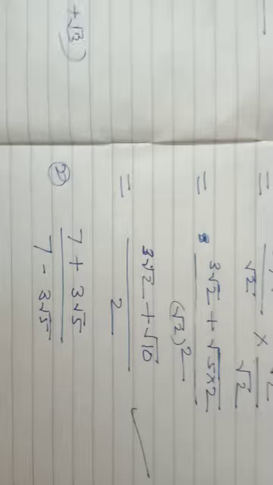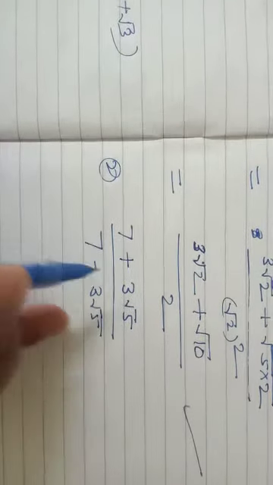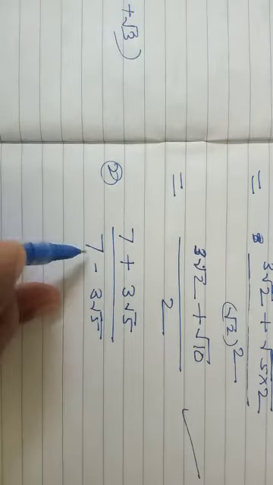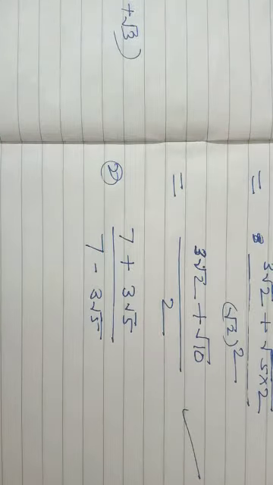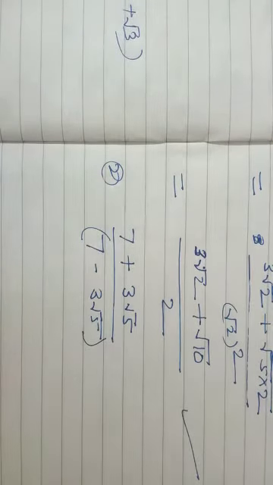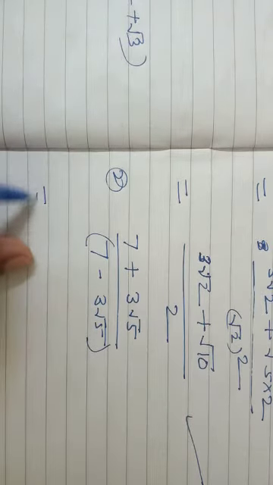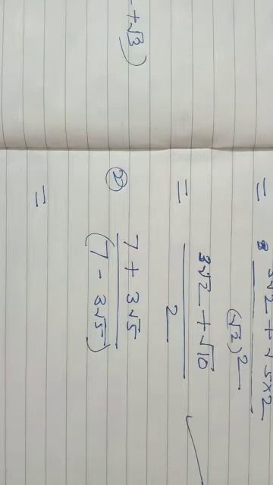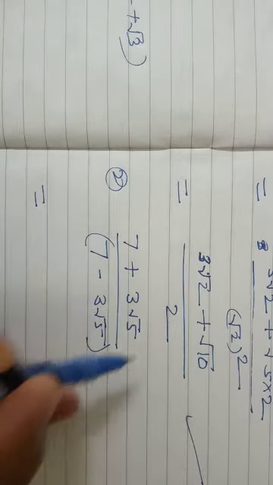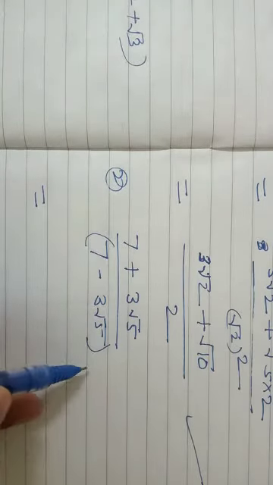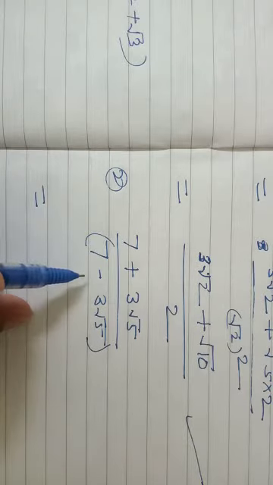Okay. Now in the second question, 7 plus 3 root 5 upon 7 minus 3 root 5. That is totally an irrational number. It means our denominator is irrational, so we should rationalize the denominator. And how can we rationalize? This time we should multiply in the numerator and denominator by the value of the denominator.